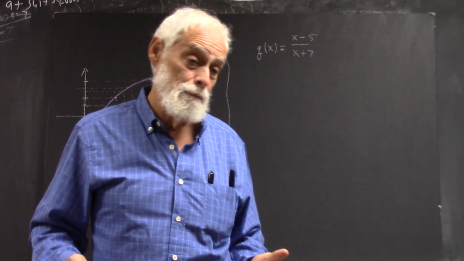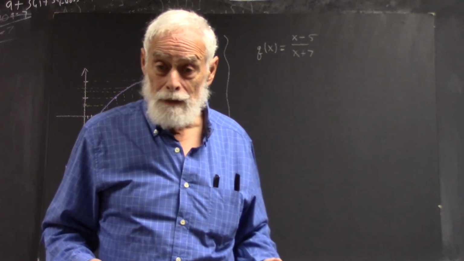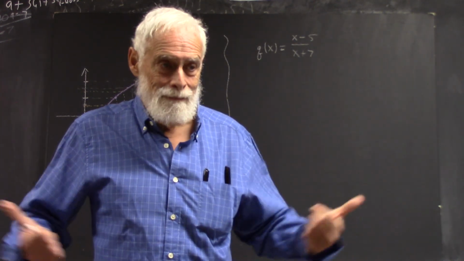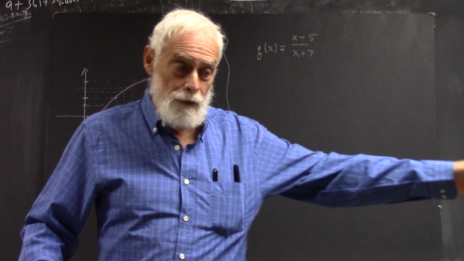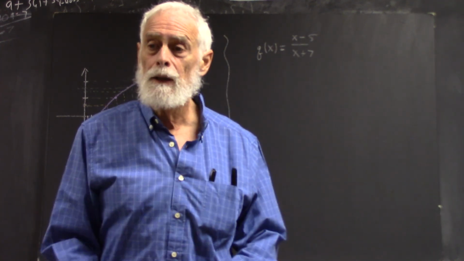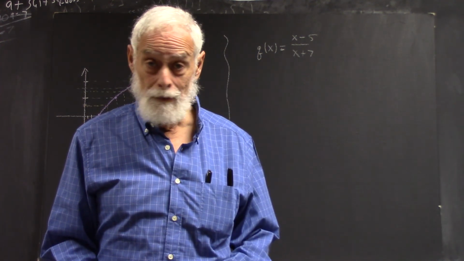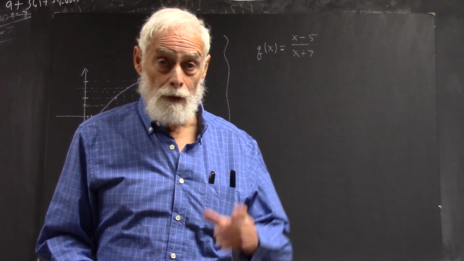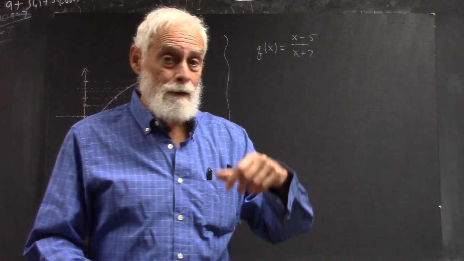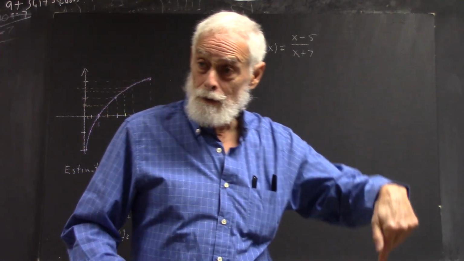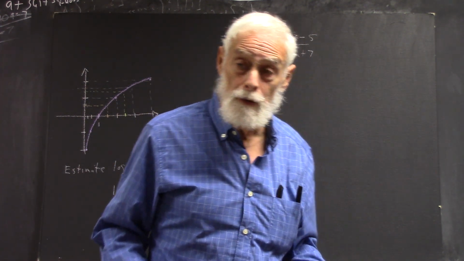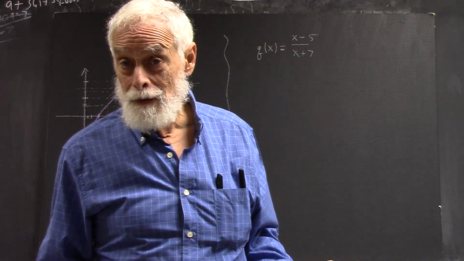And then you're going to ask yourself, what happens at the end? What happens for humongous positive x? What happens for humongous negative x? So you know whether the graph goes up on this end or down, up on this end or down. It's always going to do one or the other on each end.